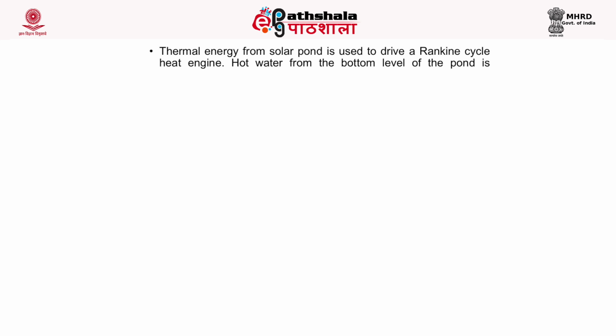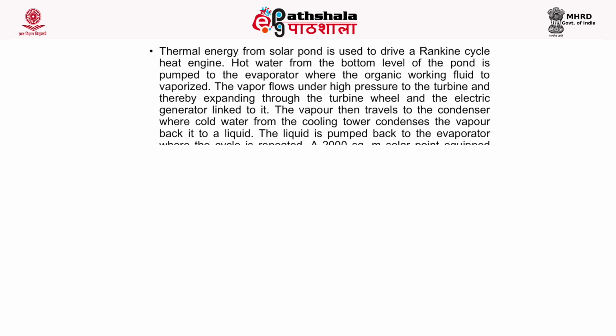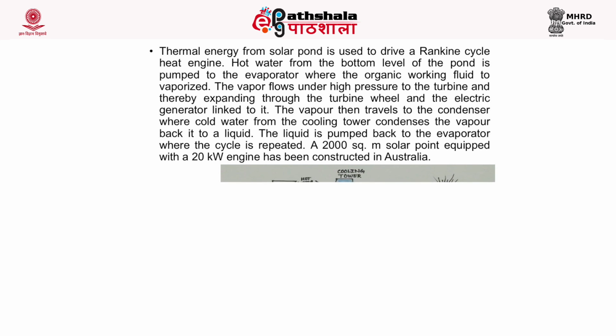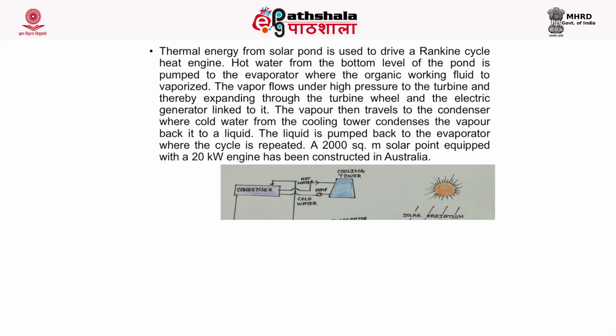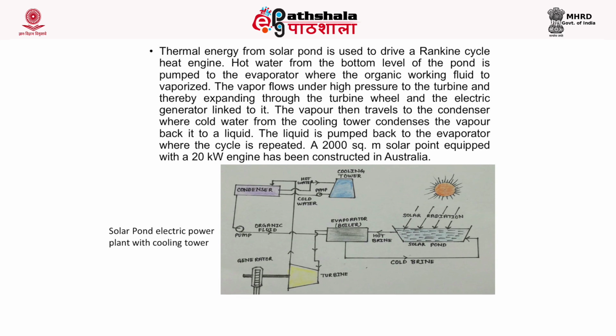Thermal energy from a solar pond is used to drive a Rankine cycle heat engine. Hot water from the bottom level of the pond is pumped to the evaporator. You can see in this figure, the hot water from the bottom level of the pond is pumped to the evaporator where the organic working fluid is vaporized. The vapor flows under high pressure to the turbine, expanding through the turbine wheel and the electric generator linked to it. The vapor then travels to the condenser where the cold water from the cooling tower condenses the vapor back into a liquid. The liquid is pumped back to the evaporator where the cycle is repeated. A 2000 square meter solar pond equipped with a 20 kilowatt engine was constructed in Australia for electric generation.